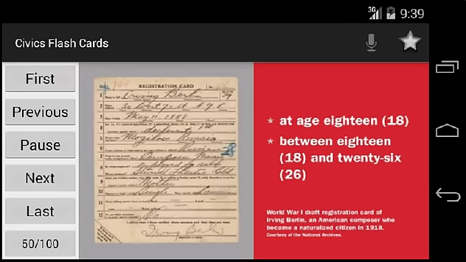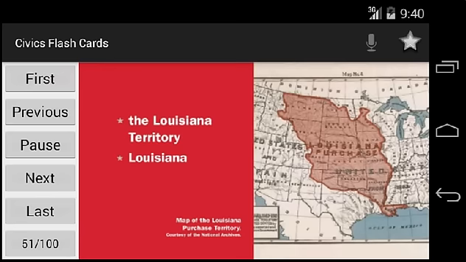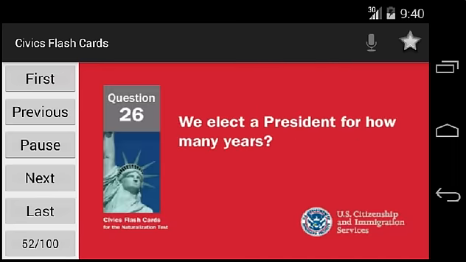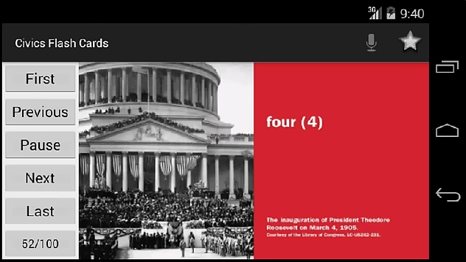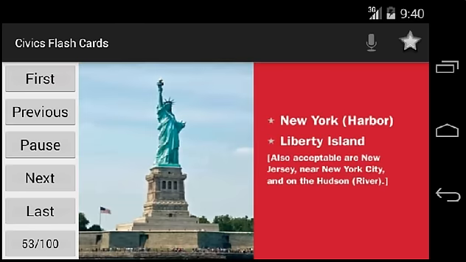At age 18. Between 18 and 26. What territory did the United States buy from France in 1803? The Louisiana Territory. Louisiana. We elect a president for how many years? 4. Where is the Statue of Liberty? New York Harbor. Liberty Island.